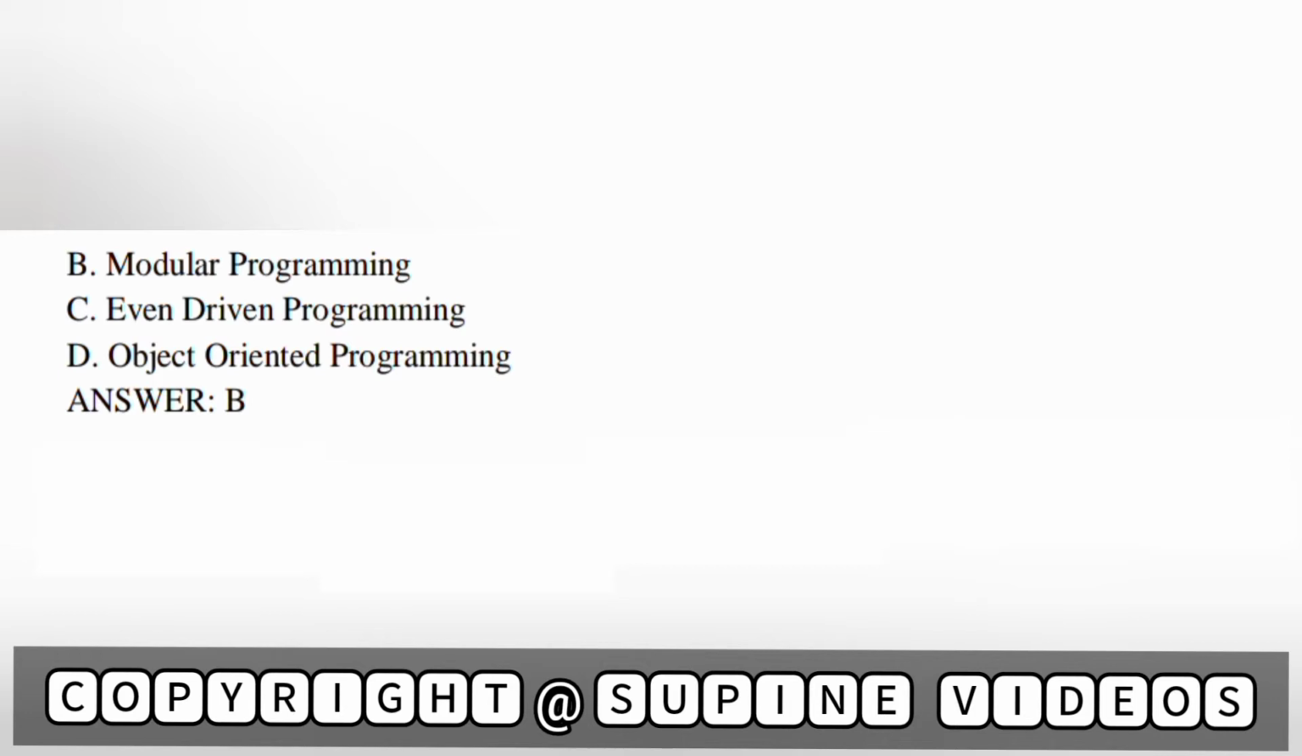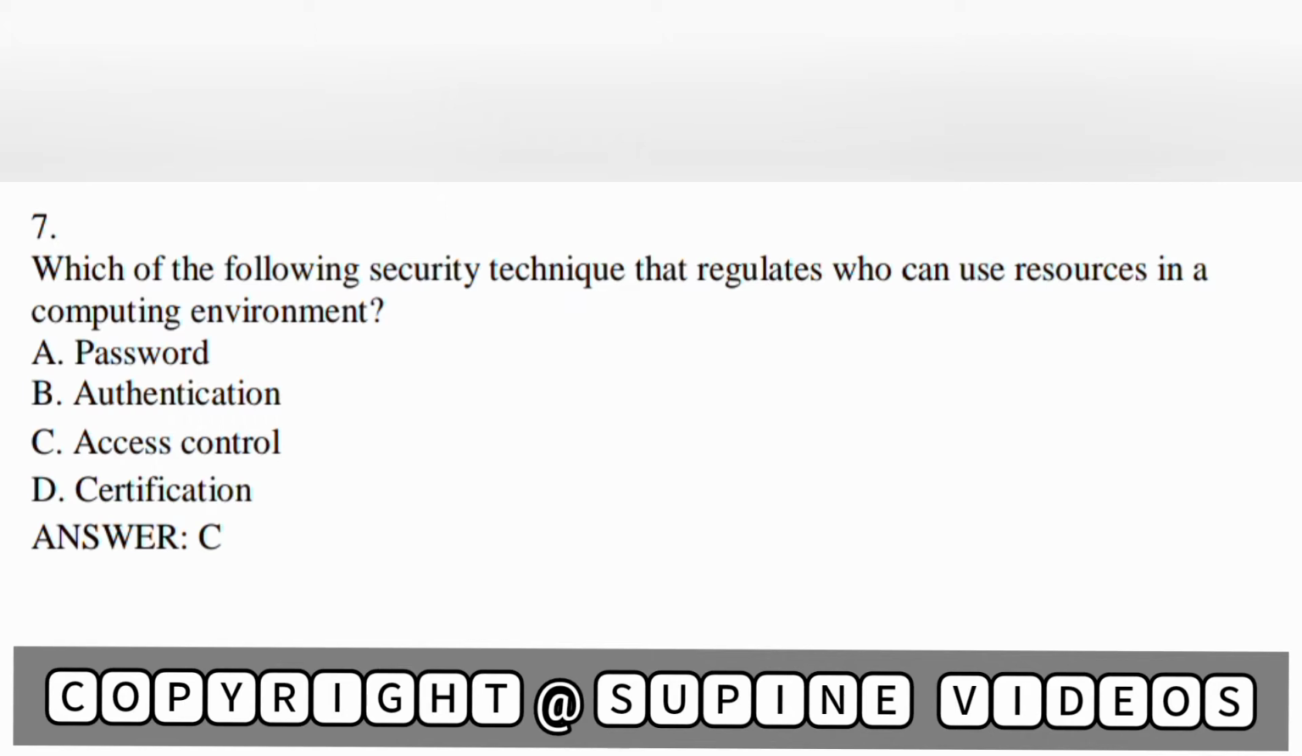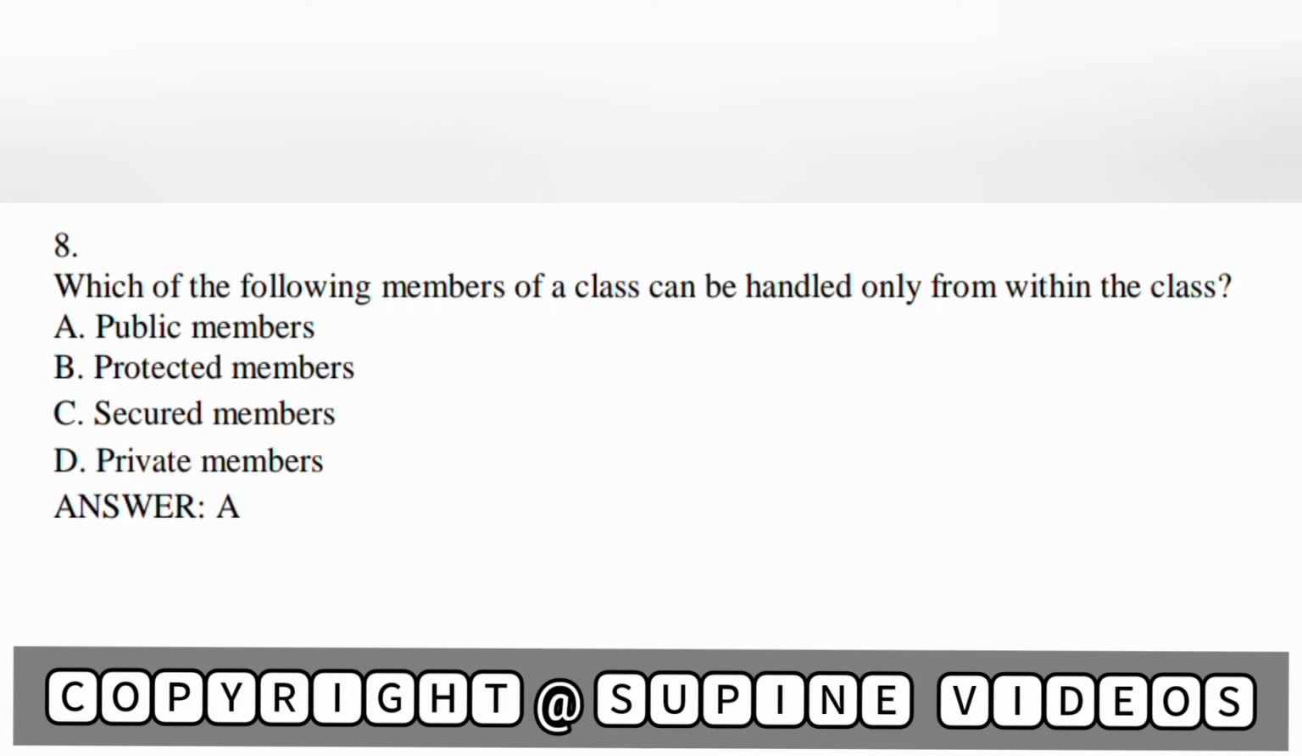Modular programming. Question number 7. Which of the following security technique that regulates who can use resources in a computing environment? Your options are A. Password, B. Authentication, C. Access control, D. Certification. The answer is option C. Access control. Question number 8. Which of the following members of a class can be handled only from within the class? Your options are A. Public members, B. Protected members, C. Secured members, D. Private member. The answer is option A.